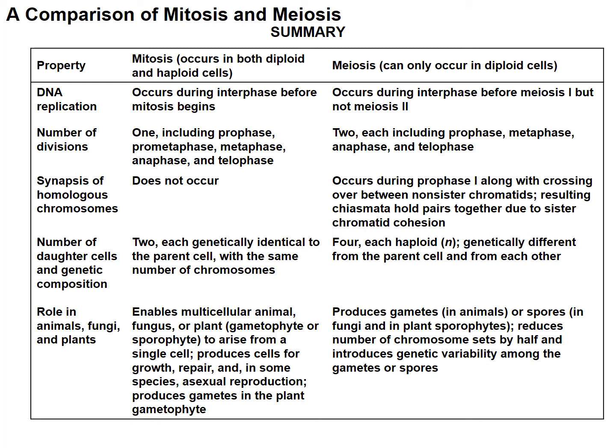In terms of meiosis, its role is to produce gametes in animals or spores in fungi and in plant sporophytes. It reduces the number of chromosome sets by half, and it introduces genetic variability among the gametes or spores.